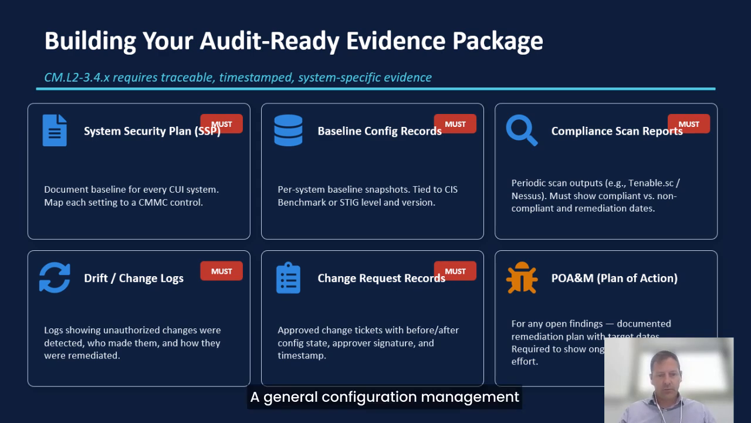A general configuration management plan is always a good thing to have. Don't go just into the baselines themselves, but plan more broadly how this is going to be implemented across the entire organization. And as we stated before, again, the approved configuration change is extremely important.